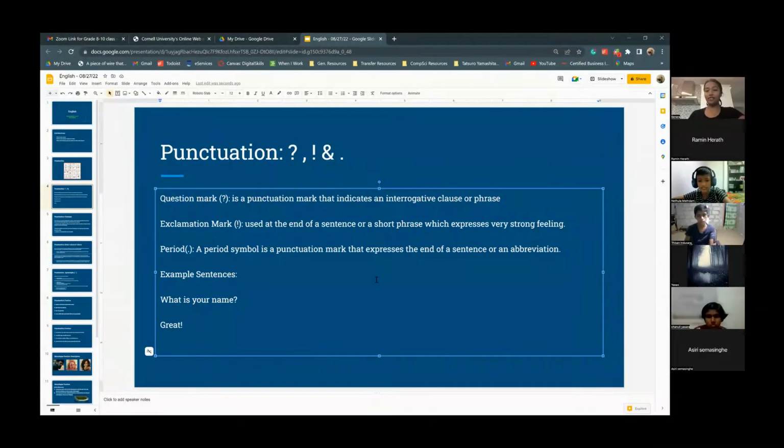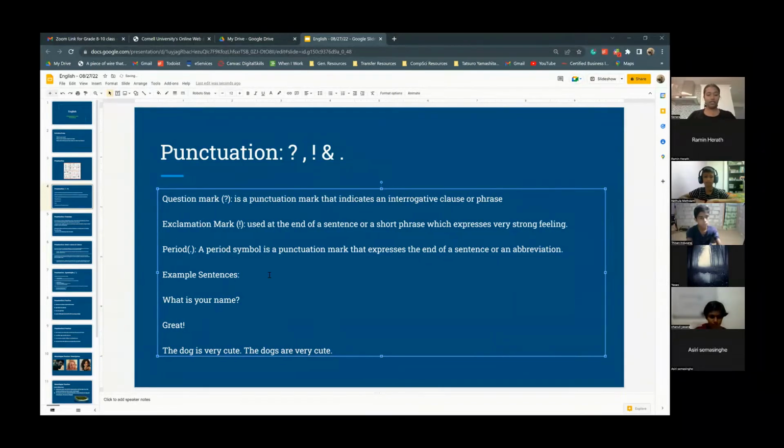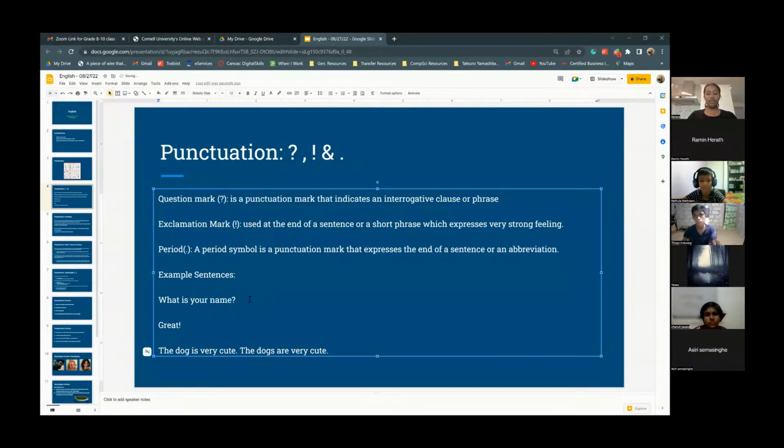The dog is very cute. The dogs are very cute. Or the dogs are. So for the singular we use is, and for multiple we use are. Good job.